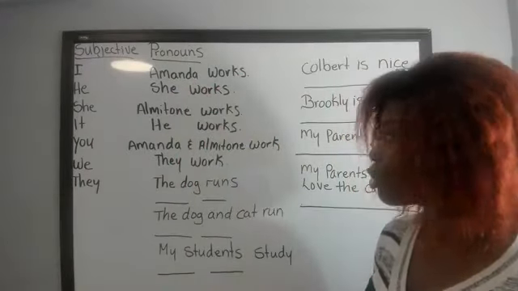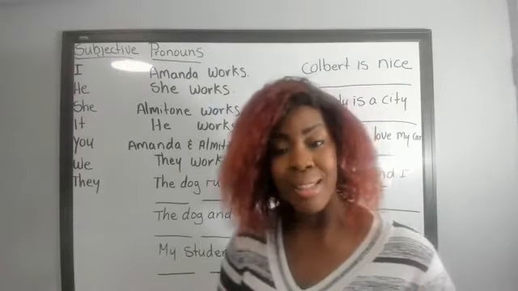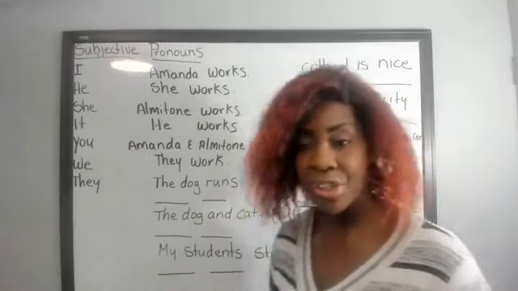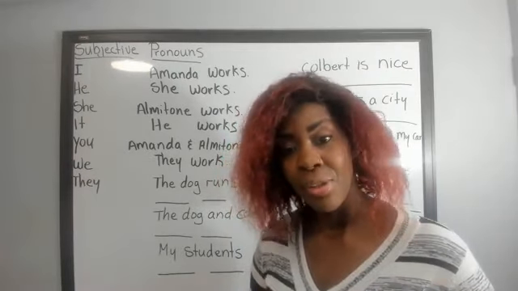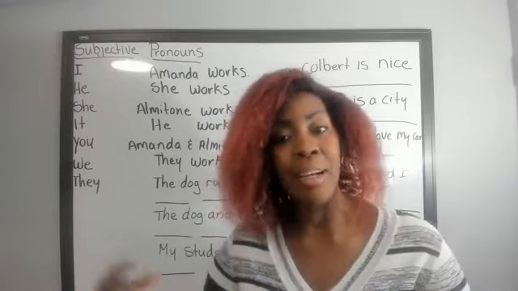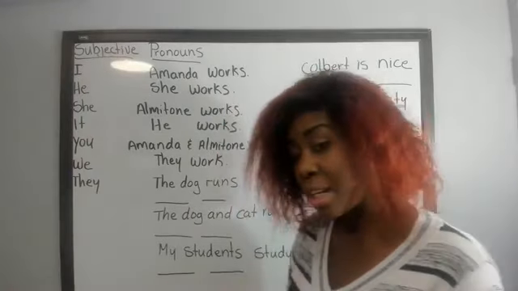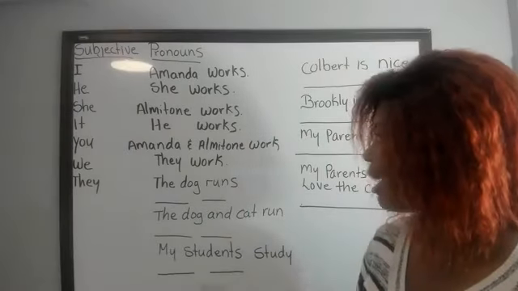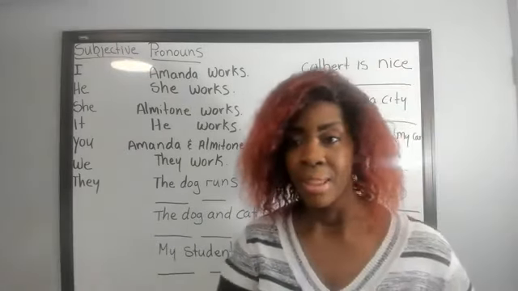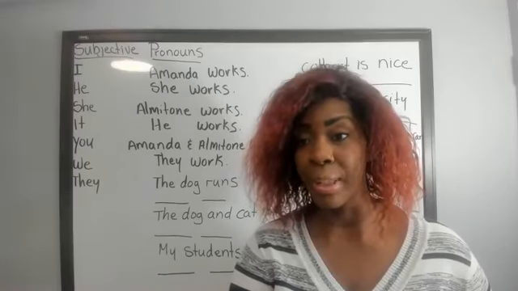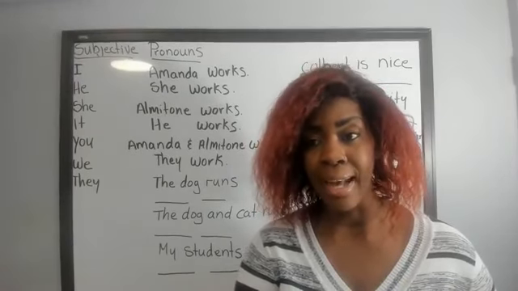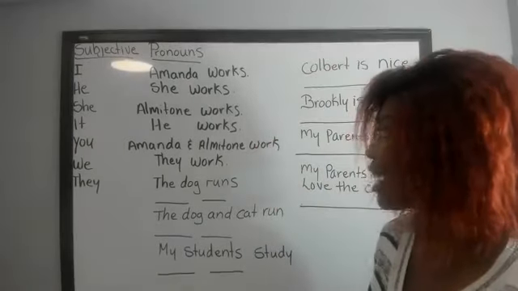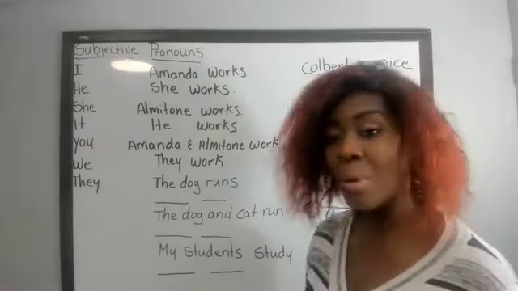Amanda works. So if I want to use the subjective pronouns, I will say she works. She is the same as Amanda. So if I say she, I'm talking about Amanda. Next, Almatone works. Almatone is a man, so therefore I need to add an S with the verb. Or I can use the subjective pronoun and say, he works.